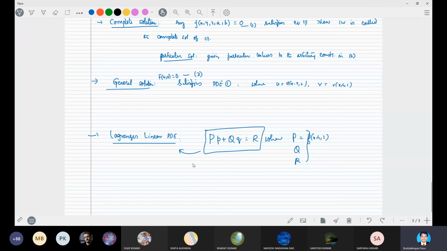We will solve these Lagrange's linear PDEs, and the methodologies we will tell you in the next class, right? Okay.